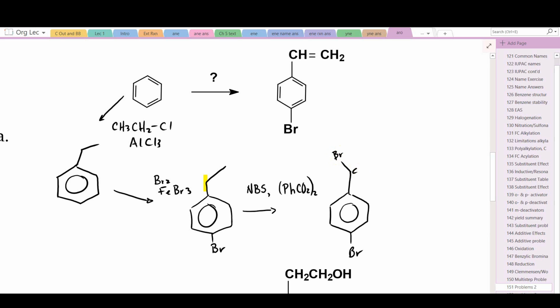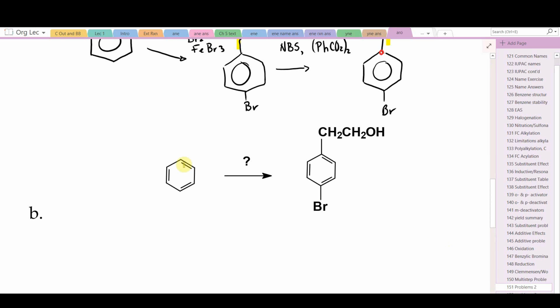Let me put some carbons in here. And then how do we convert that to vinyl group? We can do a dehydrohalogenation, minus HBr, using KOH in ethanol. This is a secondary alkyl halide right here, and so it'll undergo an elimination reaction. Bear in mind there are no hydrogens on this carbon, so we don't have to worry about competing reactions. We'll get our product, 1-bromo-4-vinylbenzene.